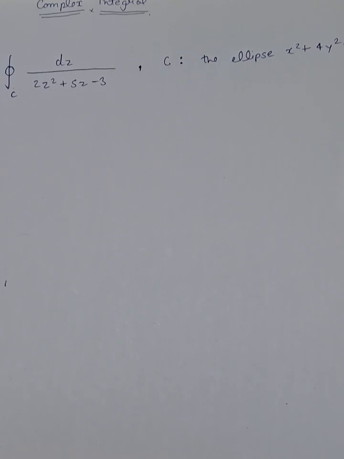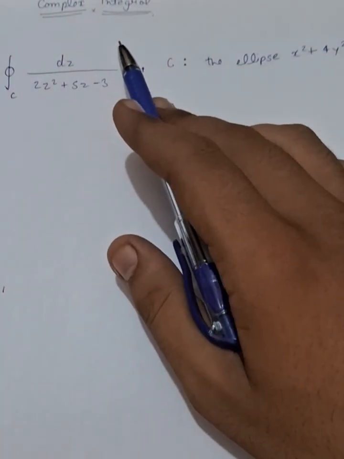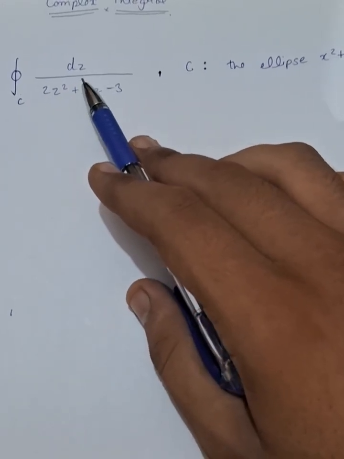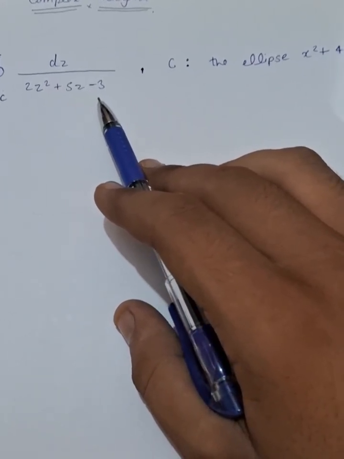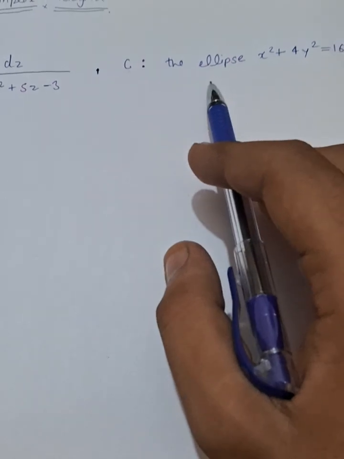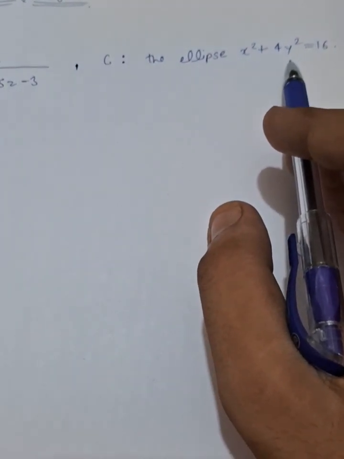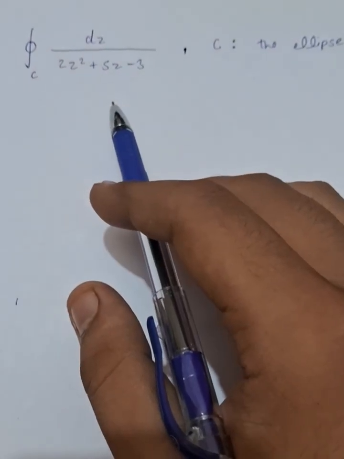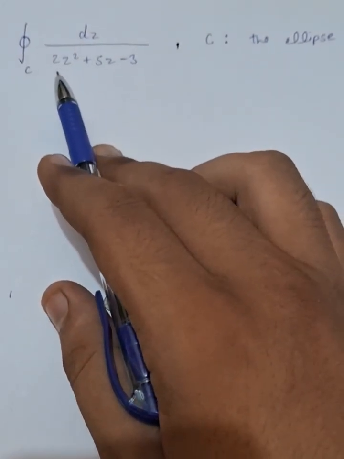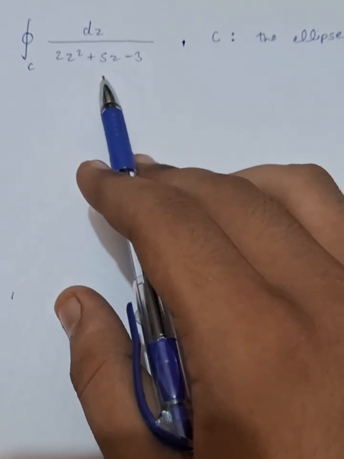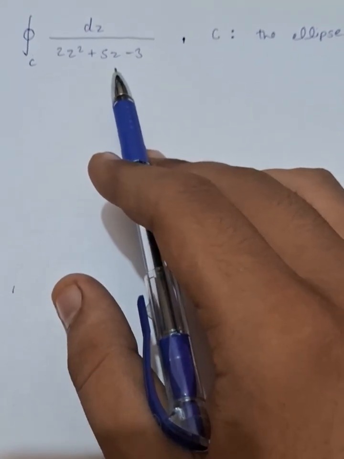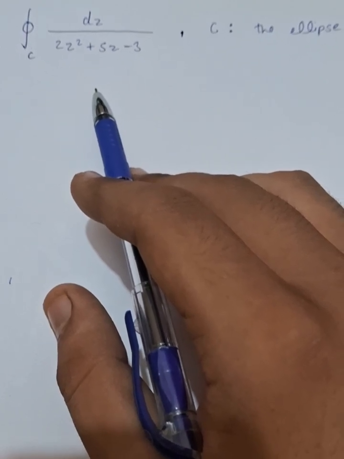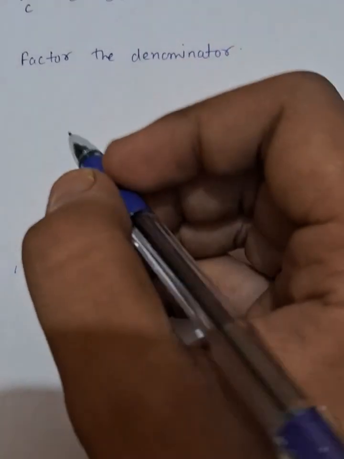Today we are going to deal with complex integration, and we have the question: integral of dz over 2z square plus 5z minus 3 along the contour, the ellipse x square plus 4y square equals 16. Our approach to solve this question: this is a quadratic equation, so first we try to solve for the value of z, which gives the points of singularity. So let's start. First we factor the denominator.